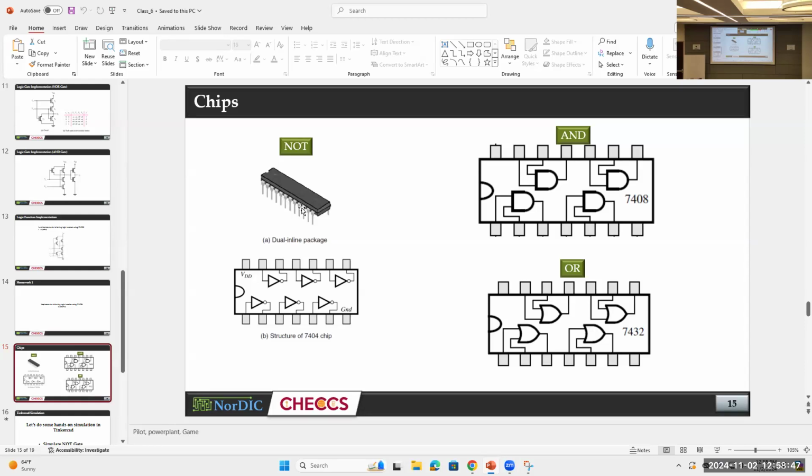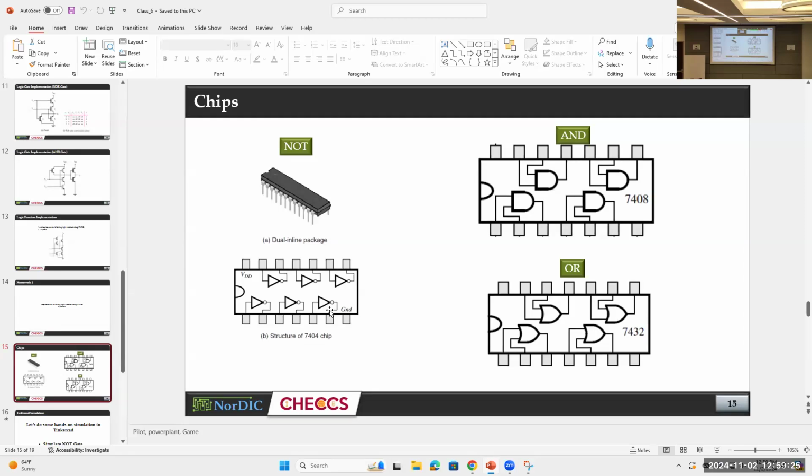The chips for these gates are called using some code numbers, like 7404. It's the chip number, I mean the model number, for the NOT gate. And for the AND gate, the chip number is 7408. There's a chip like this. But how do you know whether this is a NOT gate, AND gate or OR gate chip? The model number is written above this area, so that you can get an idea of what chip this is.